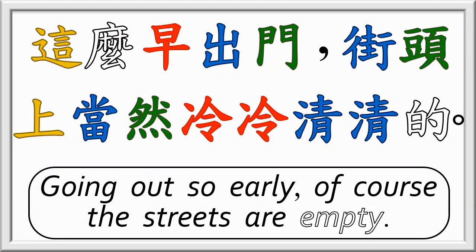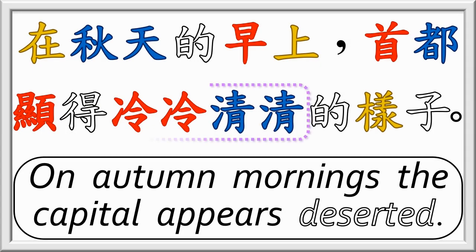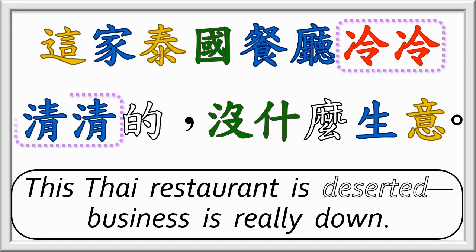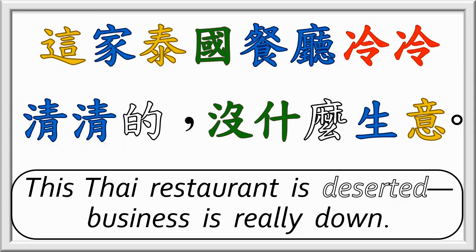这么早出门，街头上当然冷冷清清的。Going out so early, of course the streets are empty. 在秋天的早上，首都显得冷清清的样子。On autumn mornings, the capital appears deserted. 女友走了以后，屋子里显得冷冷清清的。After my girlfriend left, the house seemed cold and cheerless. 这家泰国餐厅冷冷清清的，没什么生意。This Thai restaurant is deserted. Business is really down.